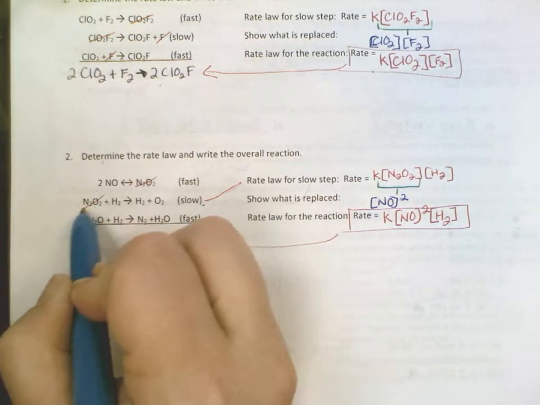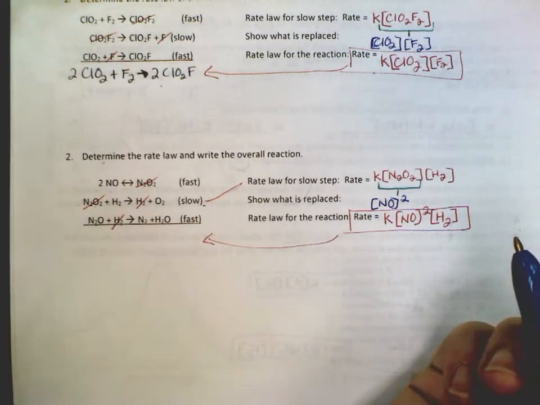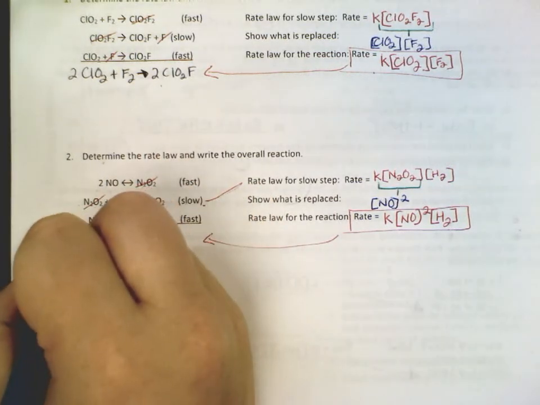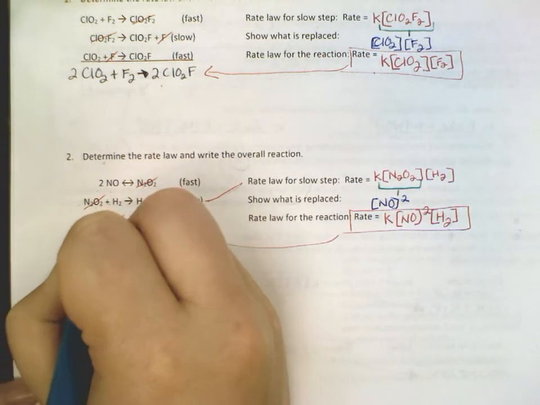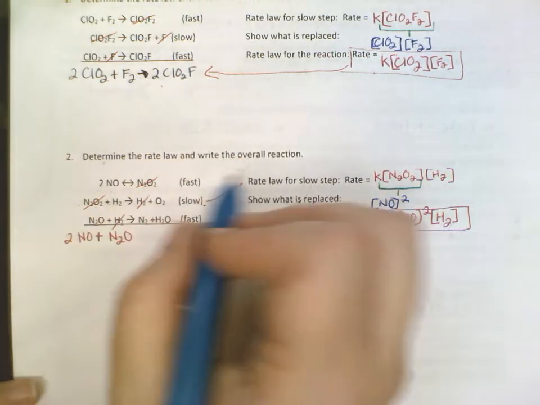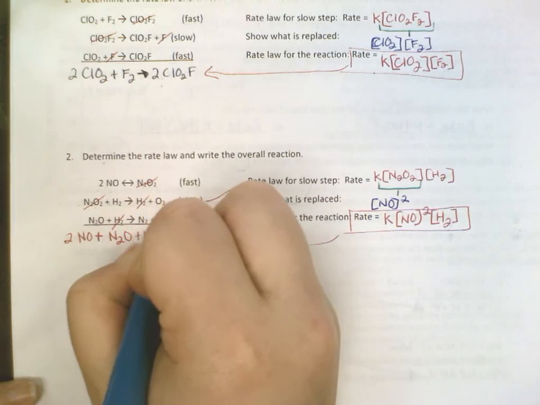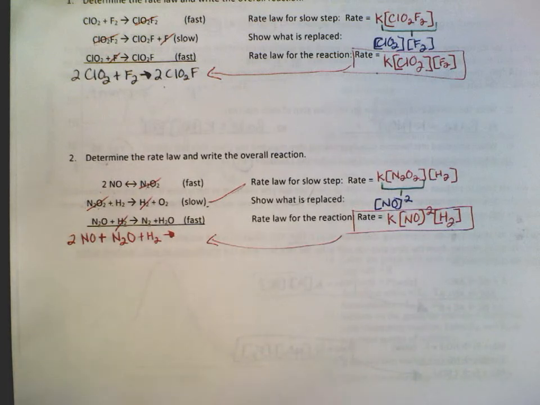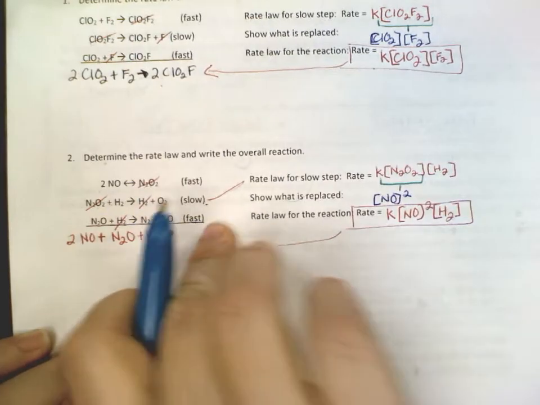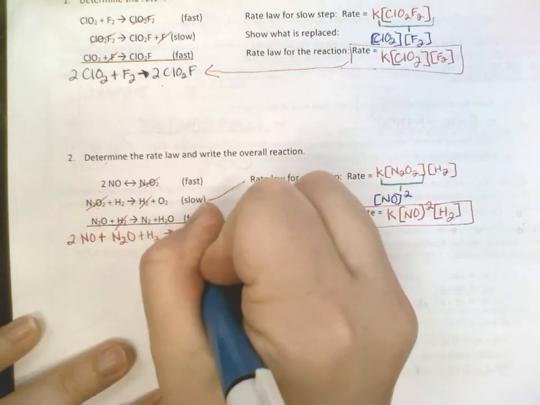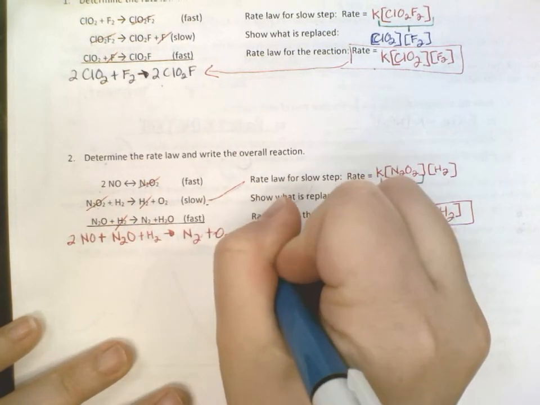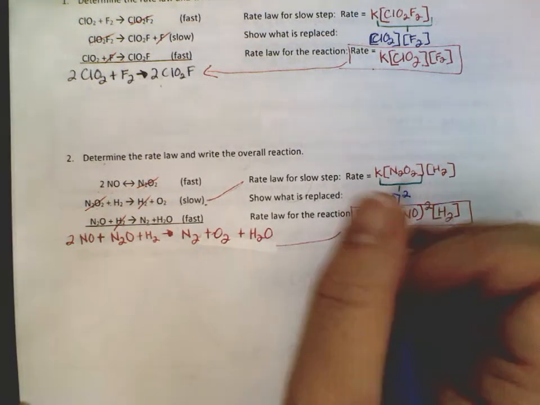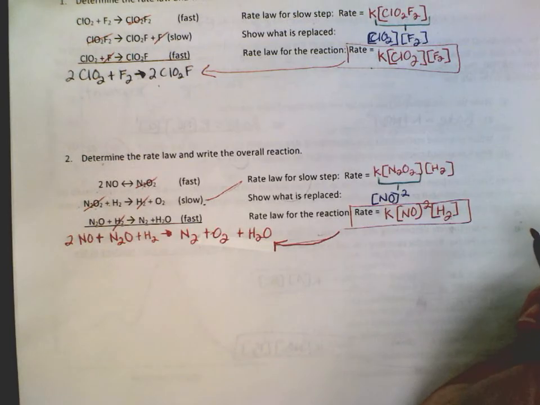So we can cross out our intermediates. You can see our H2, one of those can cancel. I think that's it. We don't have any catalysts in this one. So we've got 2NO plus N2O here plus H2 forms. I'm going to run out of space. Get my white out. Alright. Forms, we've got N2 plus O2 plus H2O. Alright, I think that's it. So that would be our rate law for our overall reaction there.